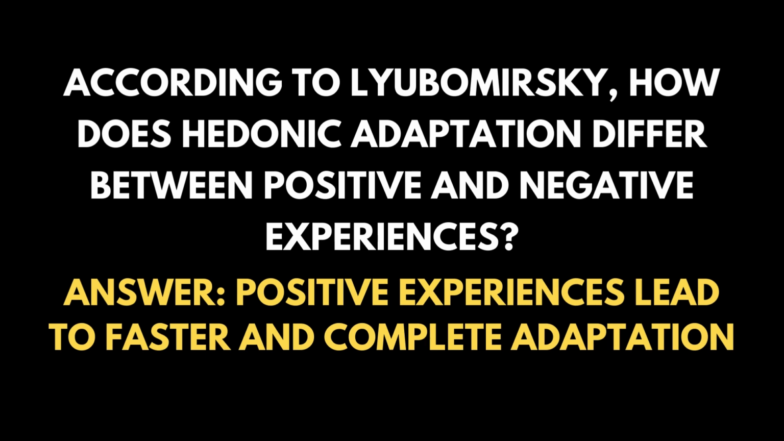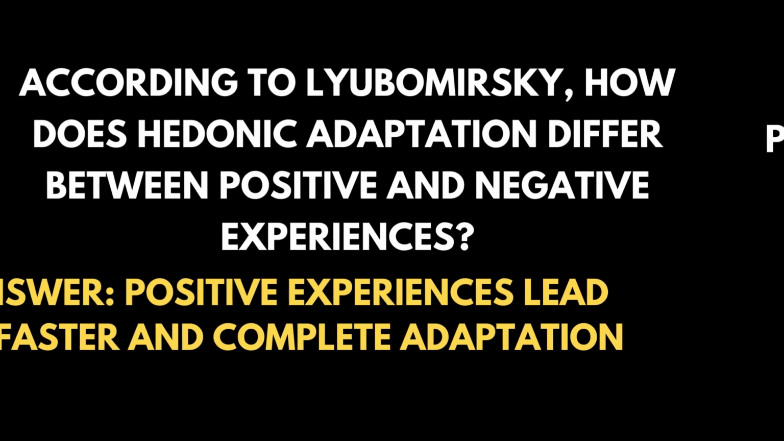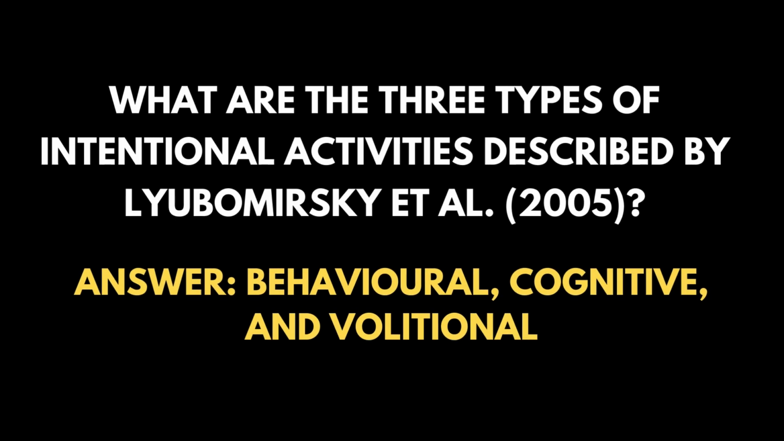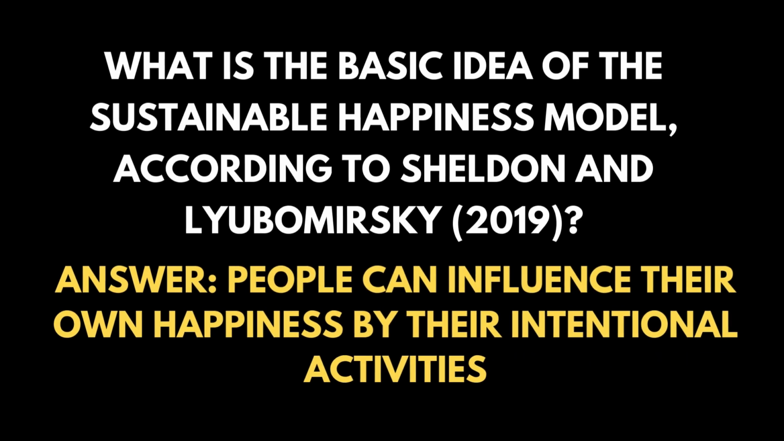According to Lyubomirsky, how does hedonic adaptation differ between positive and negative experiences? Positive experiences lead to faster and complete adaptation. According to research, what percentage of variance in happiness levels do all circumstances combined account for? Only 8% to 15%. What are the three types of intentional activities described by Lyubomirsky et al., 2005? Behavioral, cognitive, and volitional. What is the basic idea of the sustainable happiness model according to Sheldon and Lyubomirsky, 2019? People can influence their own happiness by their intentional activity.